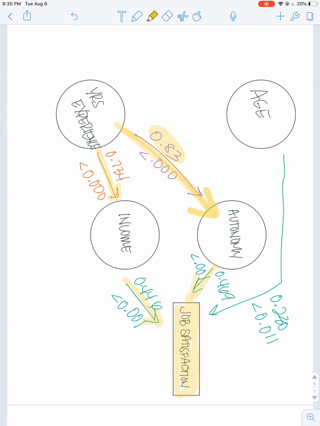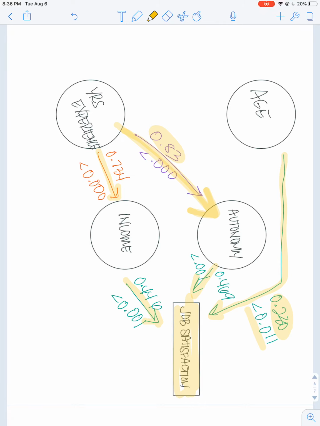And we also consider that age has some relationship to job satisfaction, but with this coefficient of 0.230, it's a little bit weaker because we're definitely closer to 0 than we are to 1. And even the p-value is showing us that the significance is less. We're still at less than 0.05, but we're not anywhere near the 0.001 of these other relations.